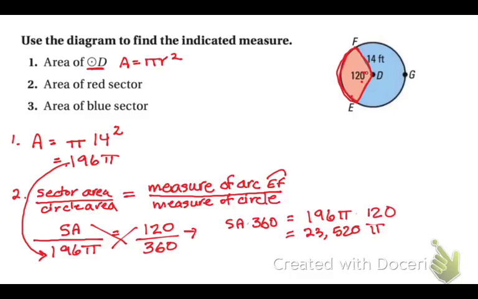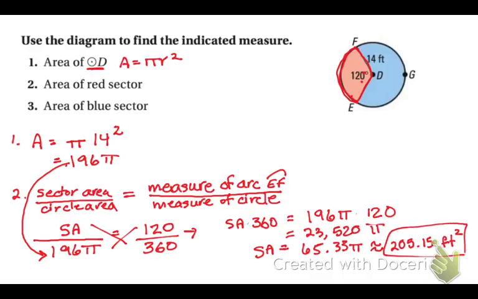So we're going to divide both sides by 360, and we get SA is equal to 65.33 pi. Okay, and if I calculate with pi, this ends up to 205.15 feet squared. So that's our answer. The area of our sector is 205.15 feet squared. Okay, so that's how to find the area of that piece of the pie.